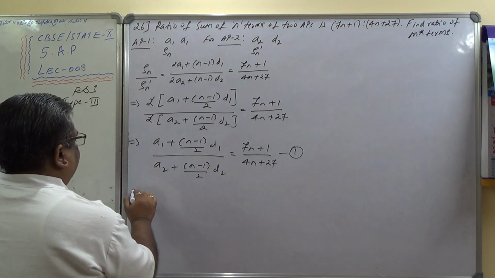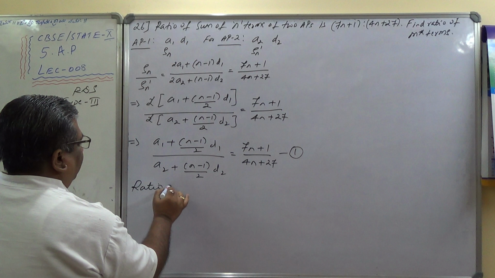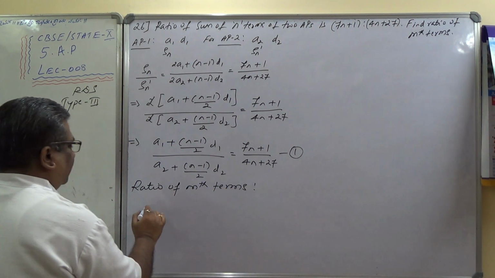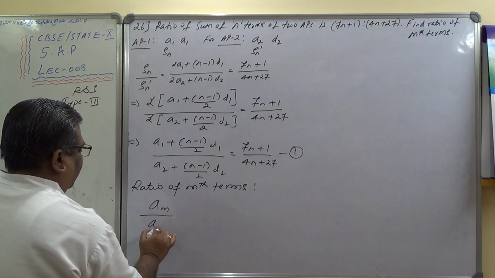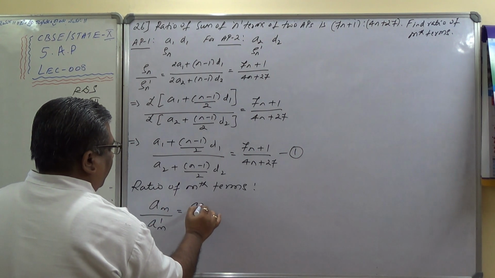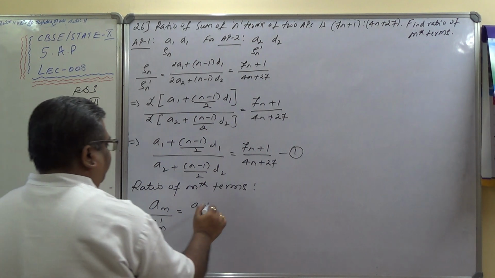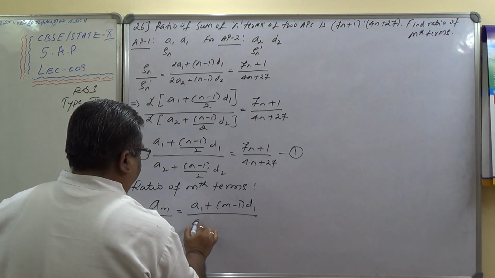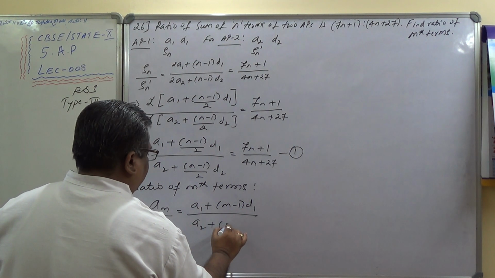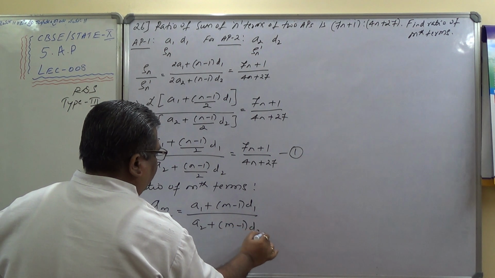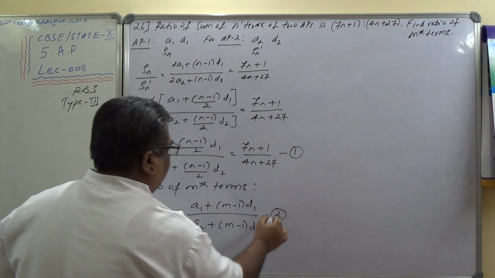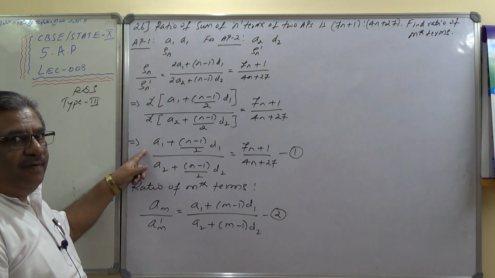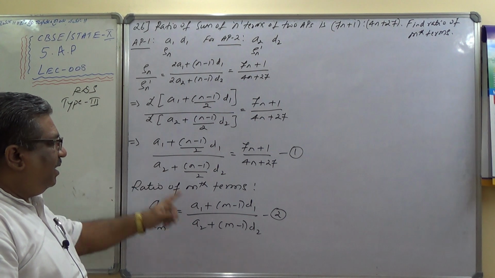Now the ratio of mth terms is given by am by am dash equals (a1 plus (m minus 1) into d1) divided by (a2 plus (m minus 1) into d2). This is 2. Now compare LHS of 1 and RHS of 2.